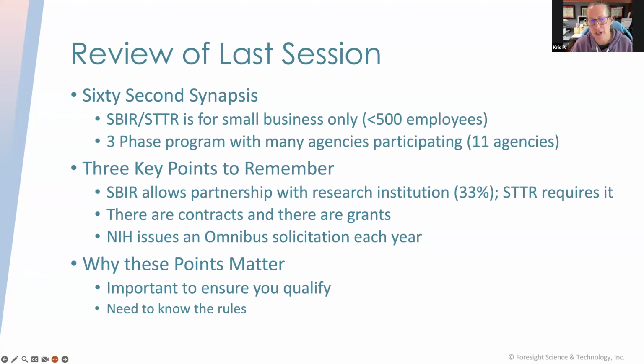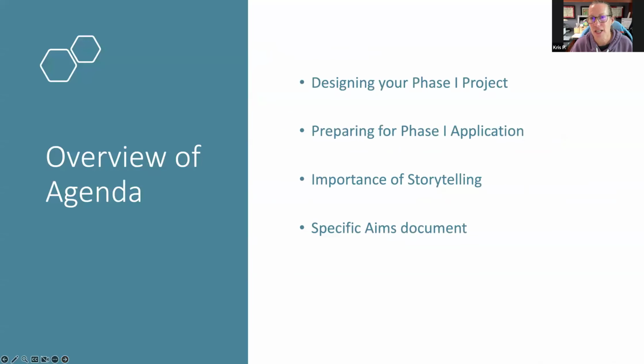Why these points matter, obviously, is that we want to ensure the quality of your application. There are lots and lots of rules to know in this program, so we're going to try to arm you with at least enough information to be dangerous. Today we're going to talk about designing your phase 1 project, preparing for that application process. We'll touch a little bit on the importance of storytelling in your application, and then I will dive into developing your specific aims document.